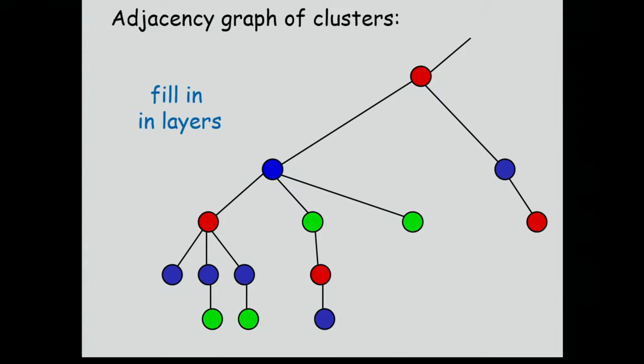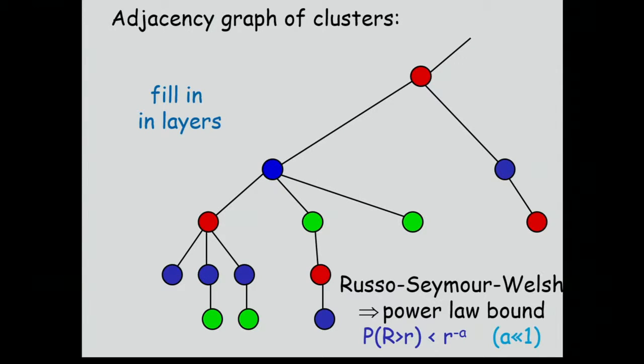So intuitively, that shouldn't really hurt the power law tails that I already have on the size of clusters. And if you want to make that rigorous, you have to work a bit more, but you can do it with Russo-Seymour-Welsh technology from percolation, and you get a power law bound. But unfortunately, the power is horribly small, as always using this method. Okay, so that's that.